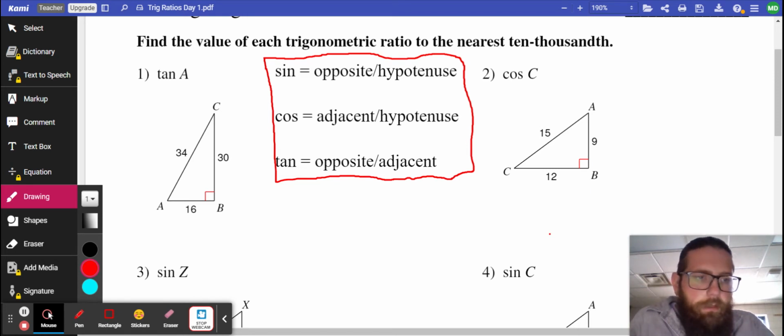So I'll do the first couple with you and see if you get the hang of it. Remember, our answers to these questions are going to just be fractions because you're just going to take two legs and divide them. So problem number one, the tangent of A.